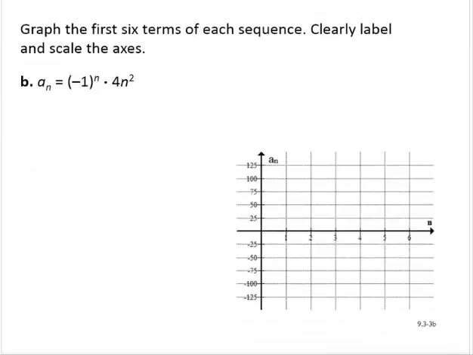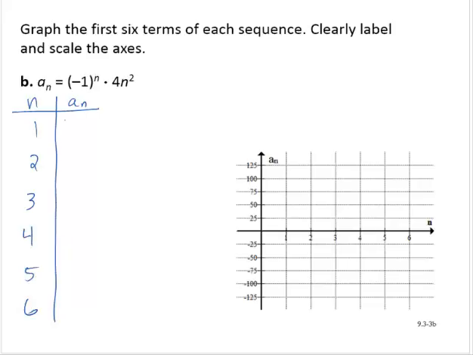Exercise B, we have a sub n is equal to negative 1 to the n times 4n squared. So again, I'll create a table here, n versus a sub n, and again the first 6 terms. I'll do the work right here. So if n is 1, I'd have negative 1 to the first power, and then 4 times 1 squared. Negative 1 to the first is negative 1. 1 squared is 1, so I have negative 1 times 4 times 1. That's negative 4.